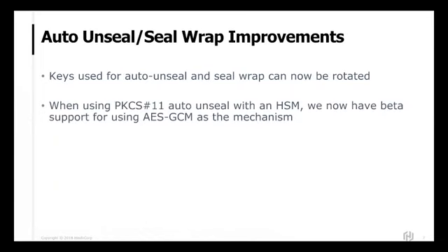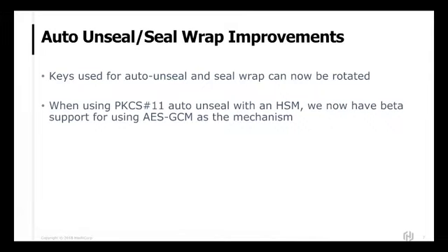Auto unseal and seal wrap improvements. So if you're using either AWS KMS or GCP or a PKCS11 HSM for auto unseal and seal wrapping, we can now rotate those keys. It's very transparent. You basically tell it the new key to use, and it still is able to successfully decrypt with the old keys. So we're storing information about what key and mechanism was used. And so now when you're using PKCS11, we also have beta support for using AES-GCM.